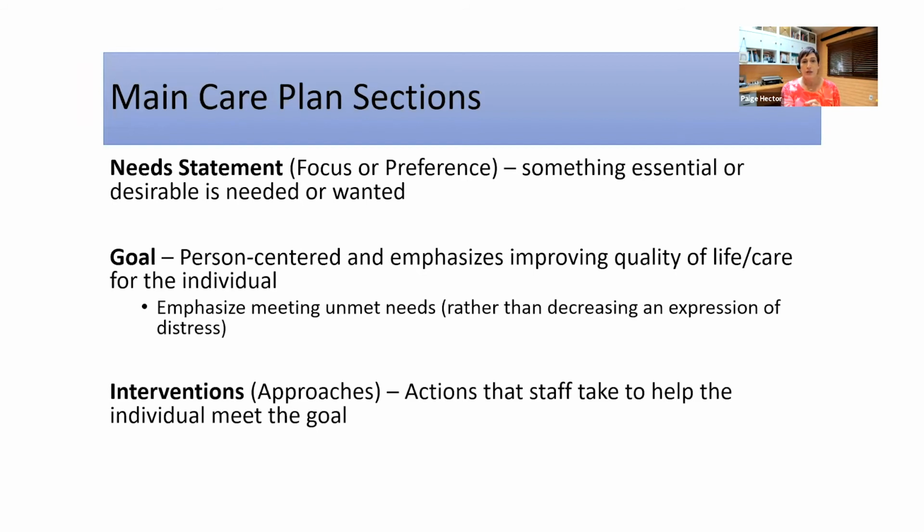There are a lot of different ways to go about this. The main care plan sections I want to talk about are a needs statement, the goal, and interventions. The needs statement, and some of you may call it a focus statement or a preference, is basically the very crucial part of the care plan that tells us what essential quality is desirable, needed, or wanted. I'll talk more about needs statements in just a moment. The goal is person-centered, emphasizing quality of life or quality of care. Interventions are the things that the staff will do to help the individual meet the goal to eventually address the unmet need.